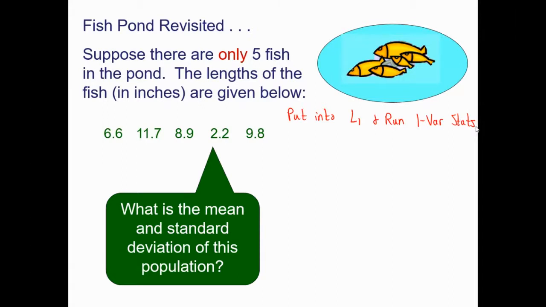So you go to stat, over to calculate, and then one variable stat. That's the sample standard deviation. But this is our population. We don't want to do that. Let me give you everything.